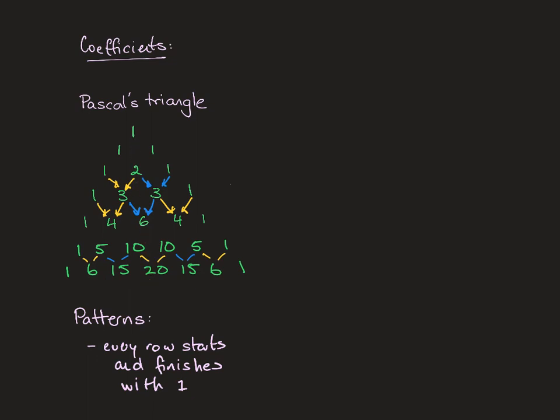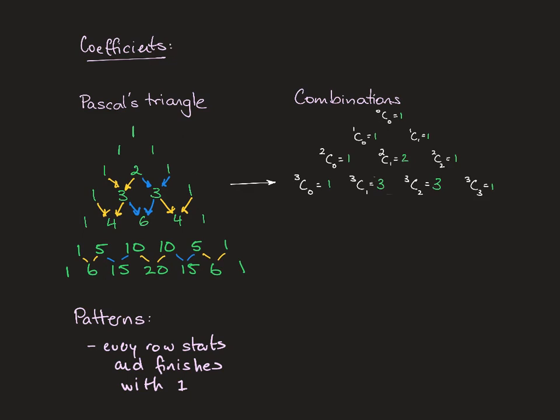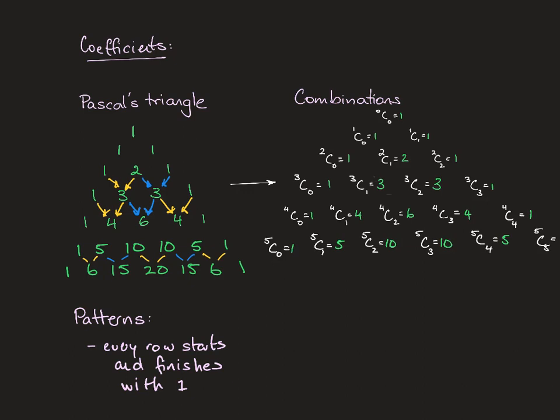The other way that you can look at these numbers and generate these numbers is through the use of combinations. And so you can use combinations to generate the numbers 1, 1, 1 as the next row, 1, 2, 1 as the third row, 1, 3, 3, 1 as the fourth row. And so you can see that there is a pattern in how you use combinations to generate those coefficients as well.